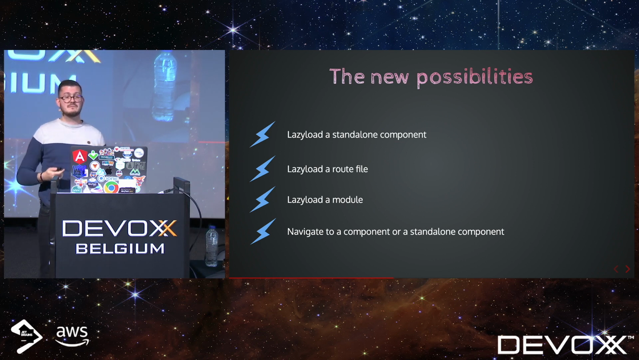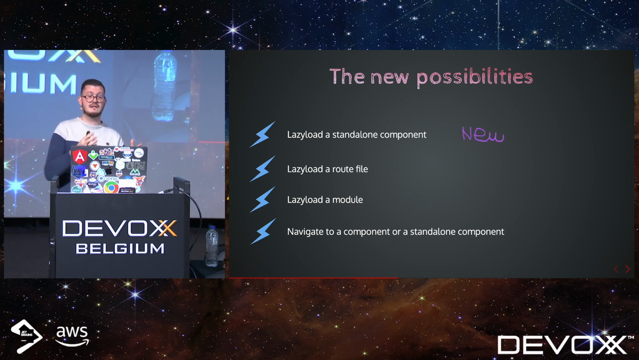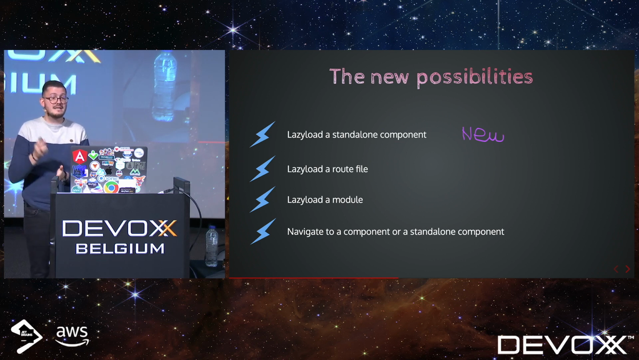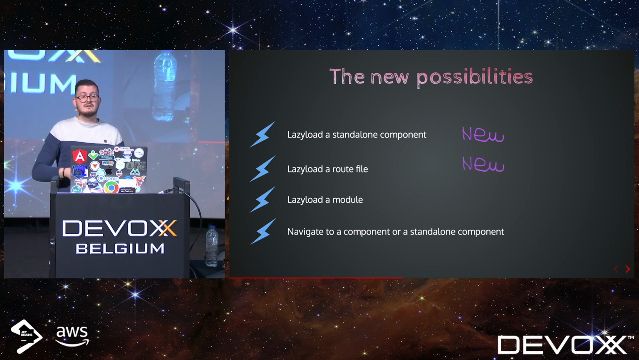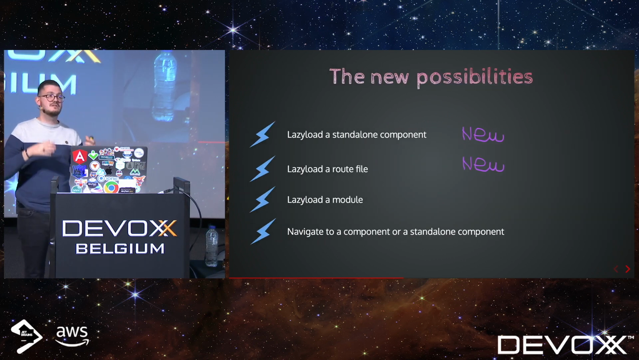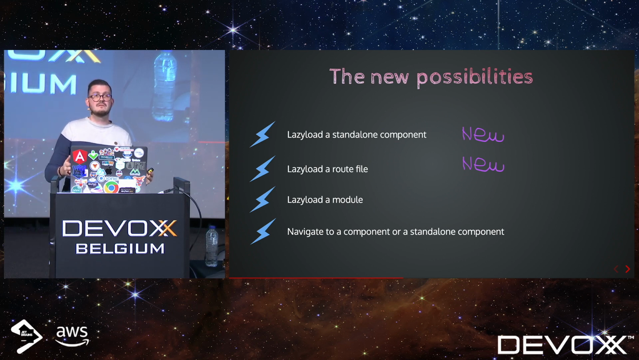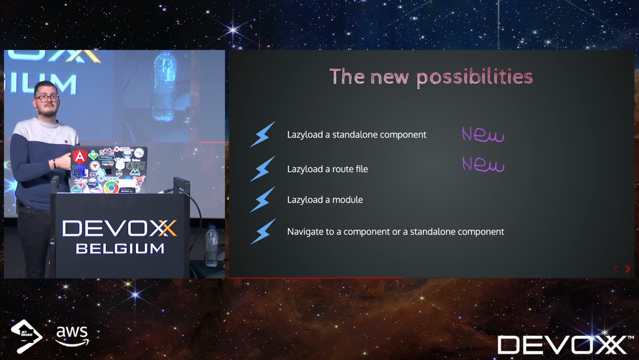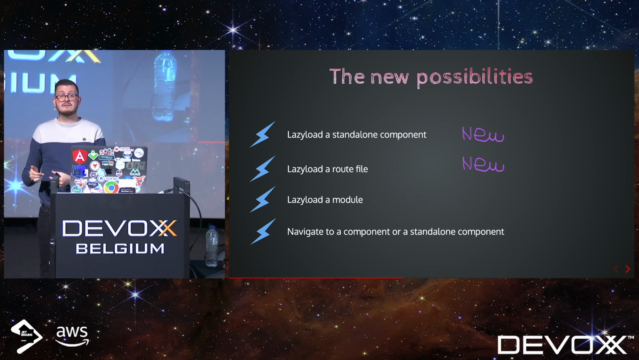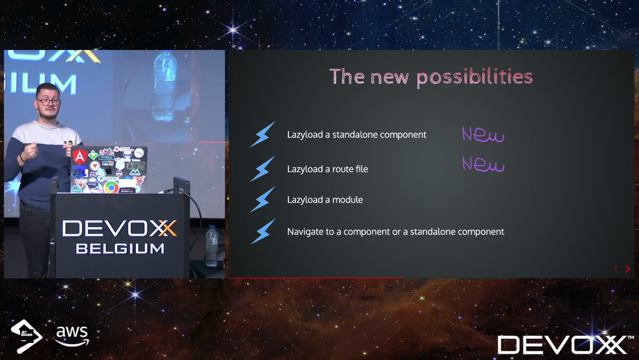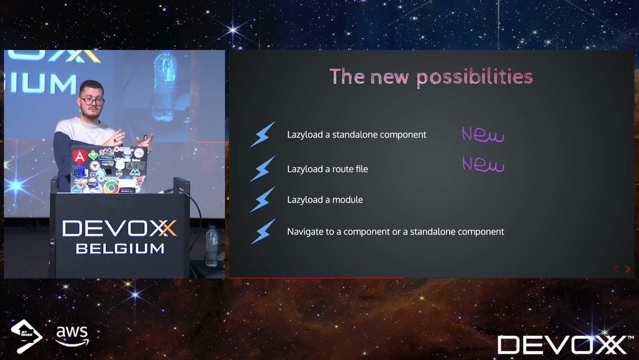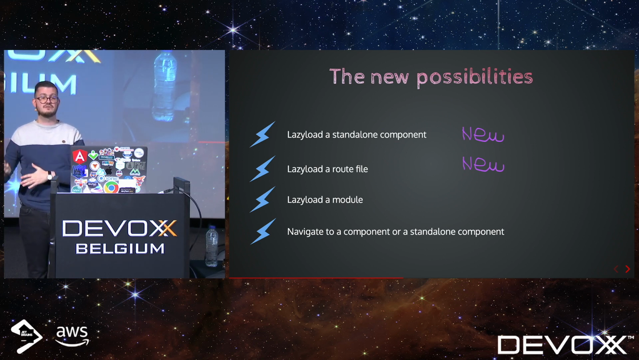So you have a lot of new possibilities. The first one is, yes, you can lazy load a standalone component, and you can lazy load a route file. As you could do before, you can lazy load a module, and you can navigate to a component or a standalone component. So obviously, what was possible before is still possible now without any impacts. So it seems that we can do a cohabitation much more easily between Angular standalone components and Angular NgModules.